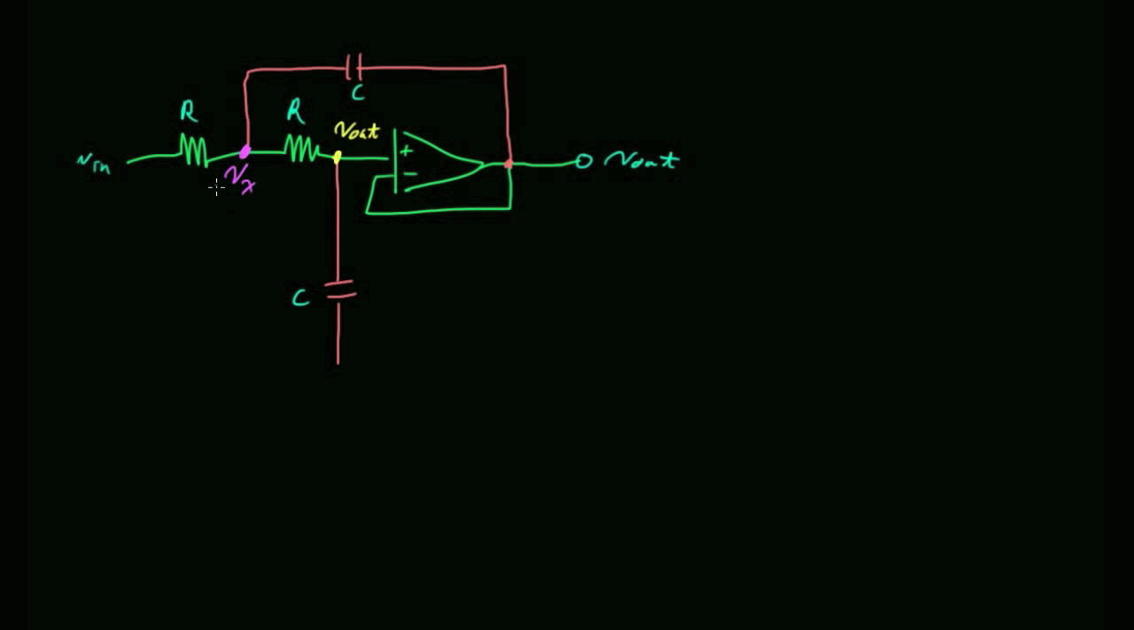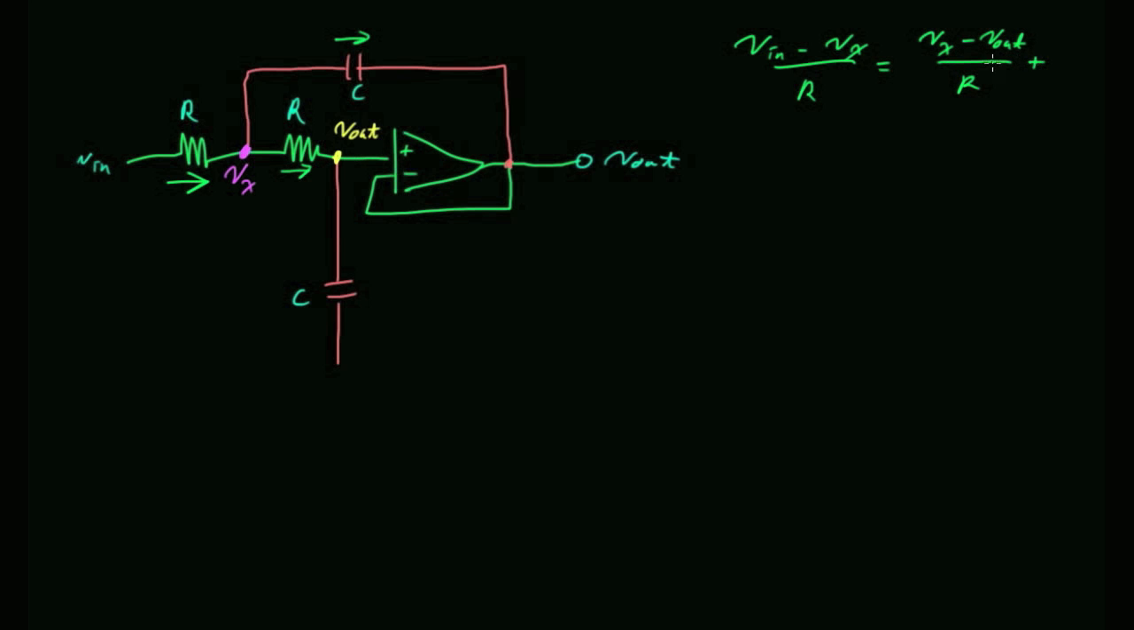So let's start with this current. All right, so what can I say about that current? Right. V in minus Vx over R. Okay, so that's that current. And what does it have to equal? It should equal this current plus that current. Okay, so let's start with this current. What does that current equal? Vx minus V out over R.